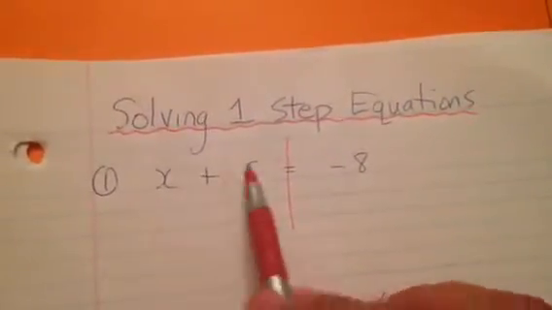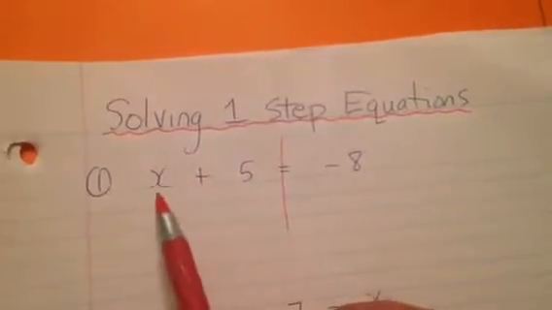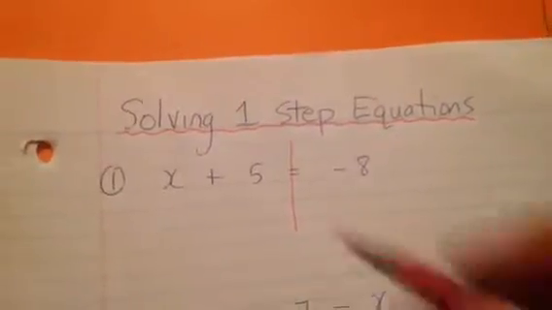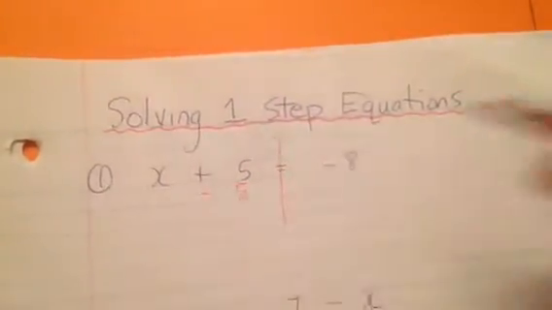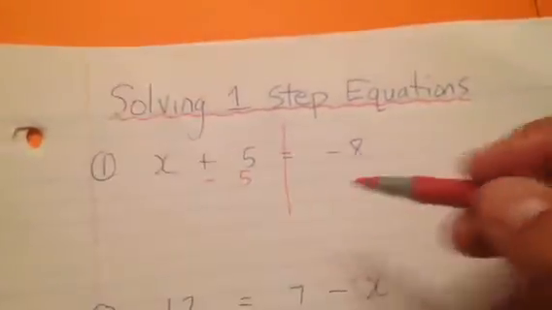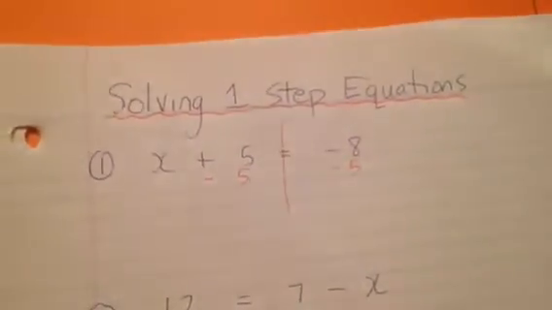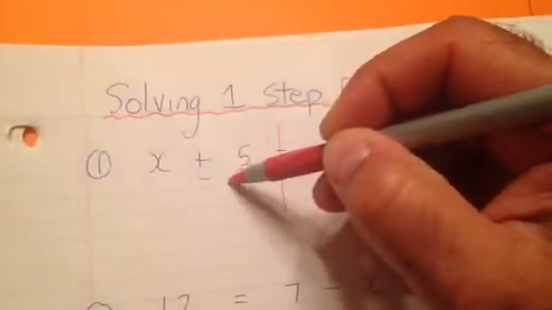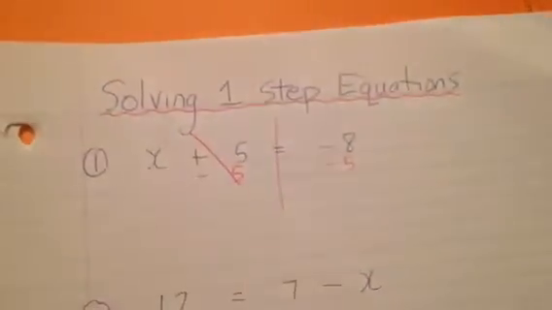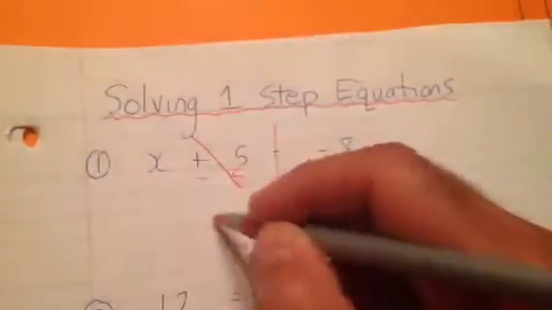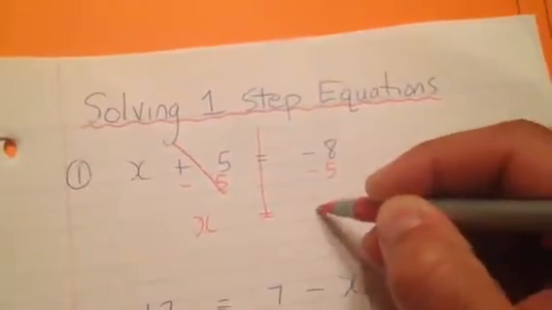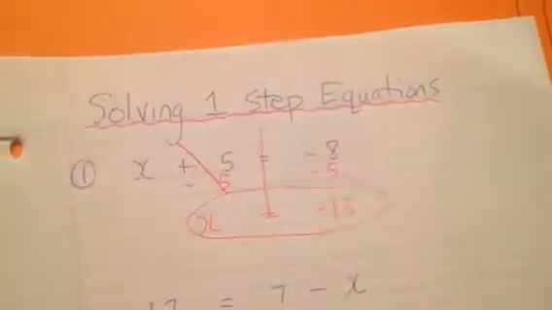Here we have x, but it's got a positive 5 beside it. It wants to be by itself, so I have to get rid of the positive 5. In order to do that, I add its opposite. So I add negative 5 to this side, and we learned that whatever you add to one side, you do to the other. So I add negative 5 to both sides. A positive 5 plus negative 5 will just cancel out, so we stroke it out, and we're left with x all by itself equal to negative 8 plus the negative 5, that equals negative 13. There's our answer.